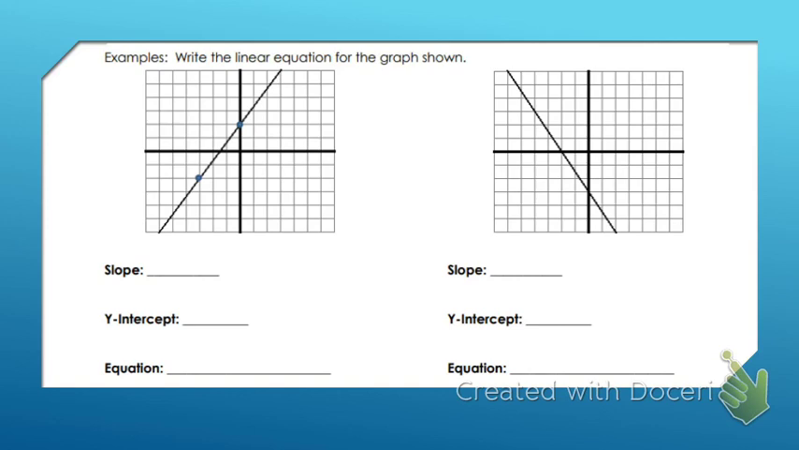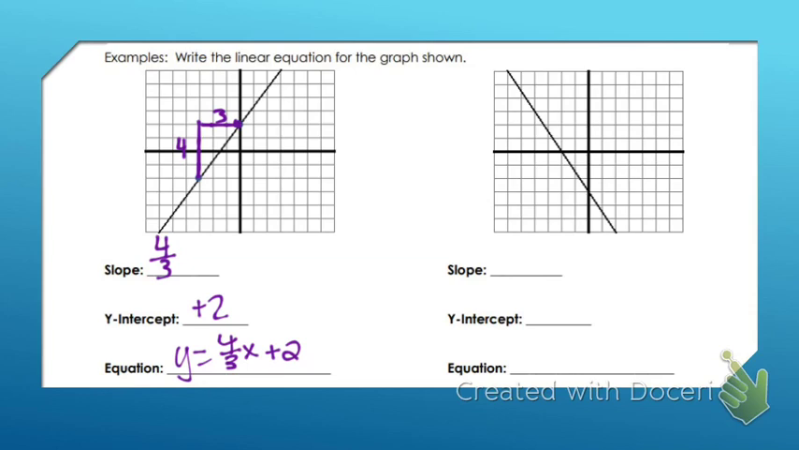Alright, let's take a look and see how we did. So we know our y-intercept is going to be at a positive 2. We know our slope is going up 1, 2, 3, 4, and over 1, 2, 3. So our slope is 4/3. So our equation would be y equals 4/3 x plus 2.